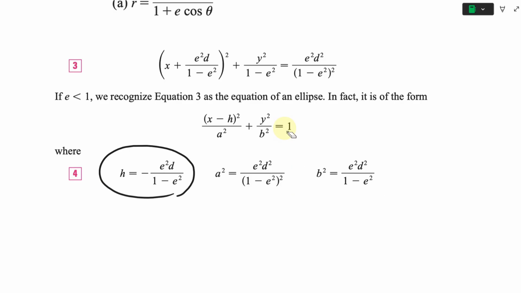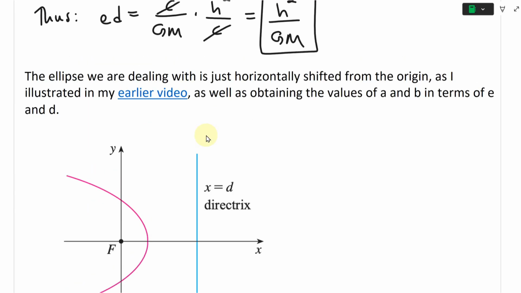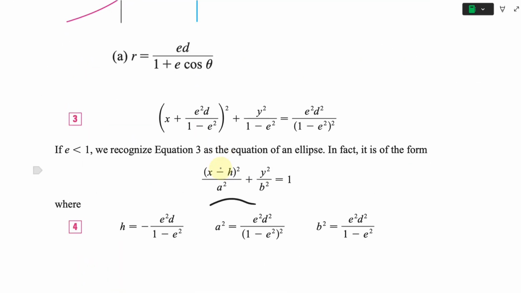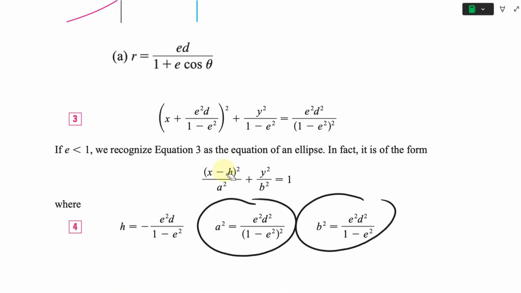So again, I'm not going to derive these again, so make sure to watch my earlier video on that, and we're going to just use these results, namely this one and this one here.